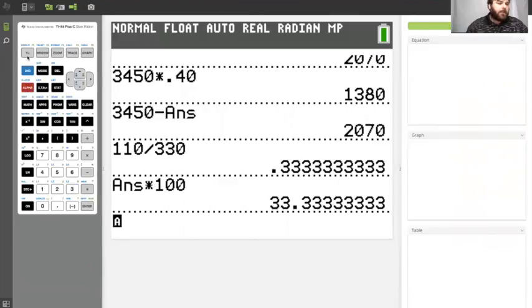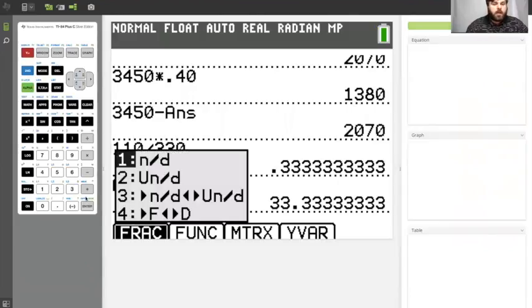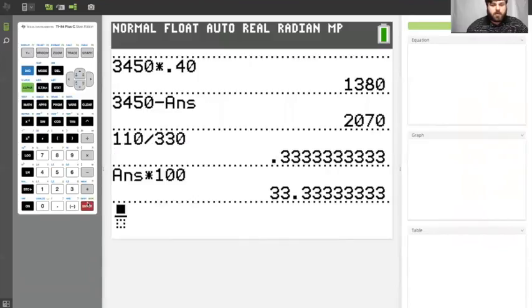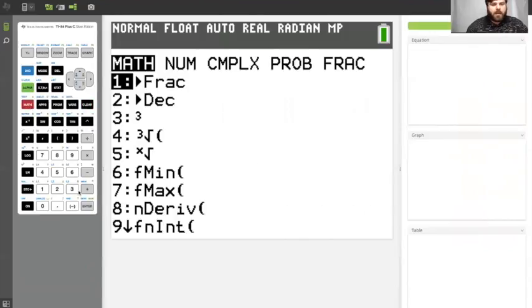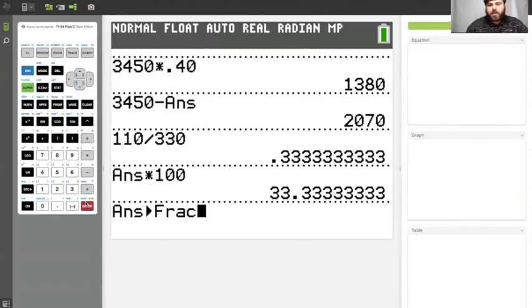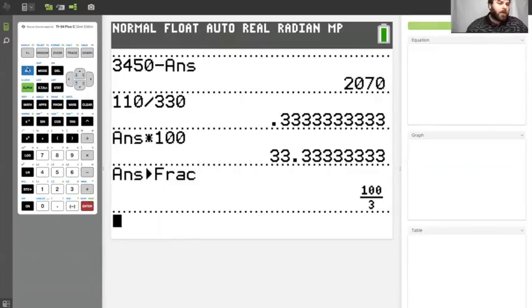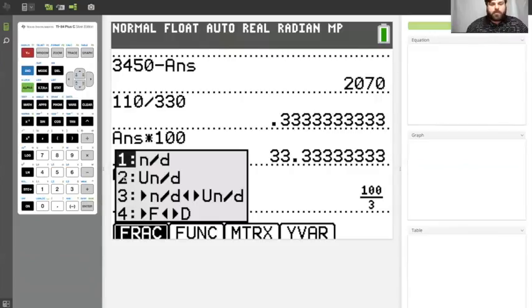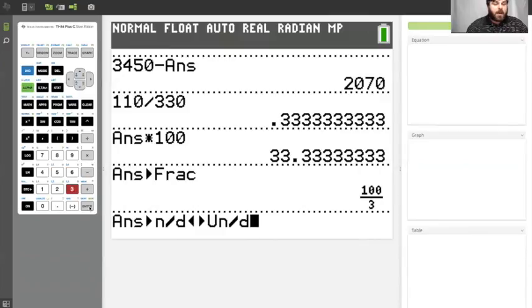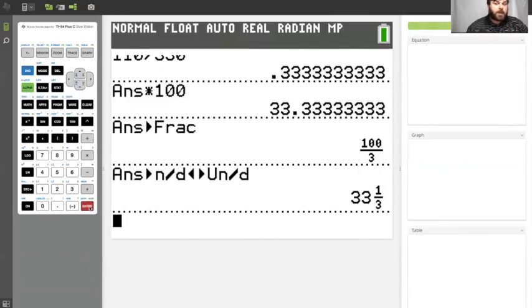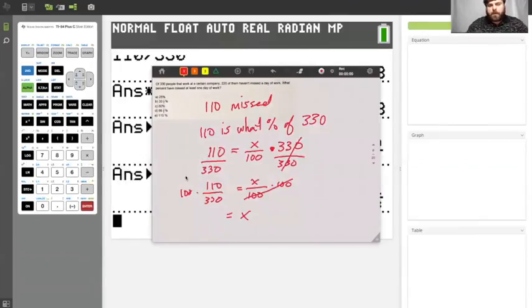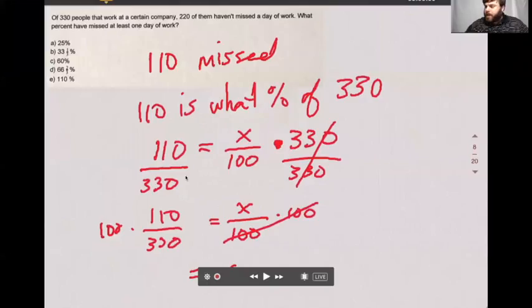So if I did alpha y equals and number 1 says turn it into a fraction. Excuse me, that's not right. I want to do math, enter. There we go. That turns the answer into a fraction. Now, if I go to alpha y equals number 3, turns that from a fraction into a mixed fraction. So 33 and a third. Those are just some shortcuts there if you're not feeling really comfortable about those. But all right. So we get our answer B, 33 and a third.